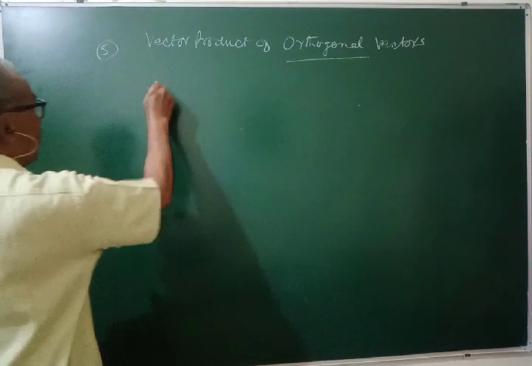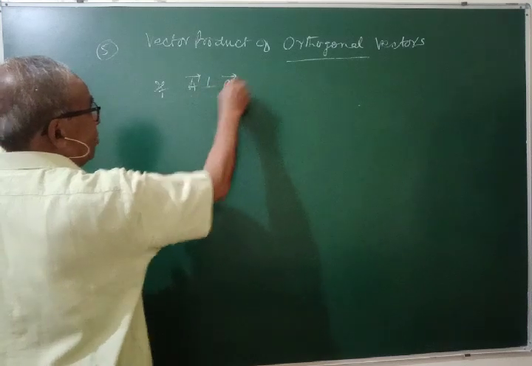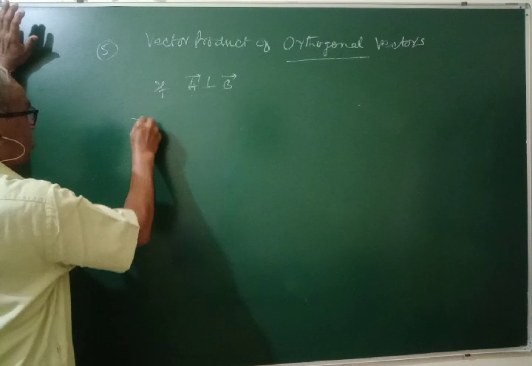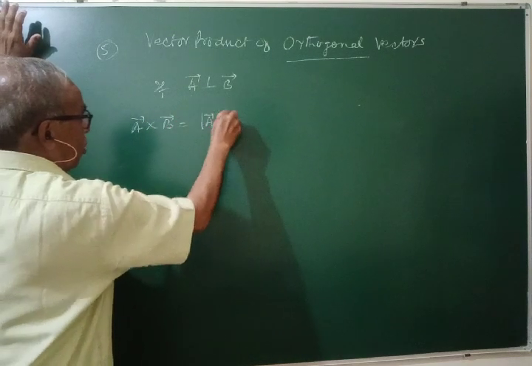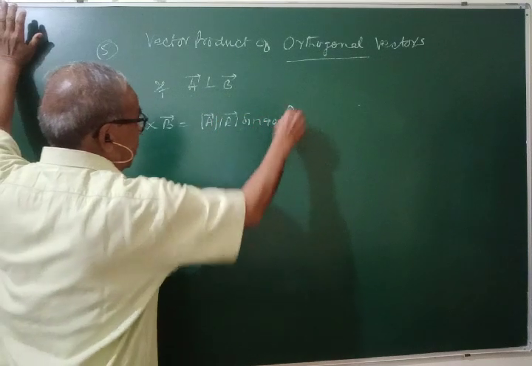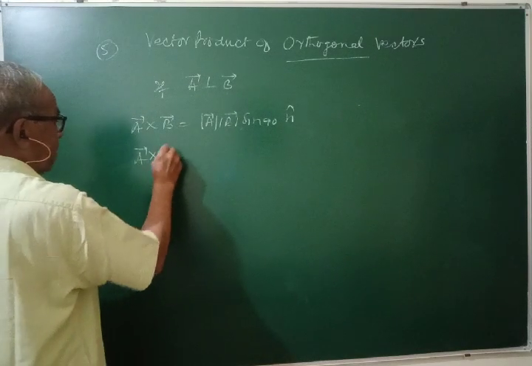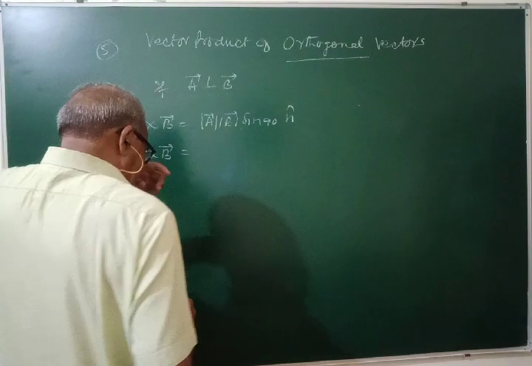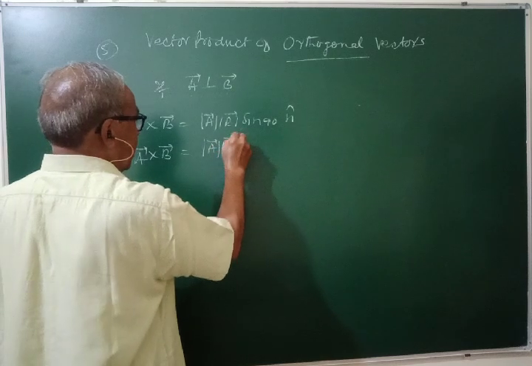In case vector A is perpendicular to B, then A and B are orthogonal vectors, and then A cross B will be modulus A modulus B sine 90 n cap. You know sine 90 is 1, so A cross B is equal to modulus A modulus B n cap.